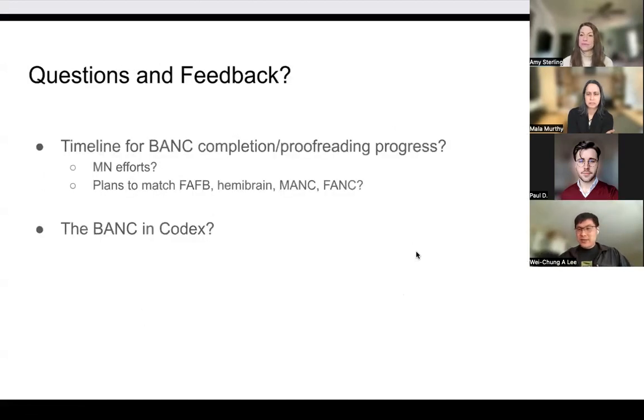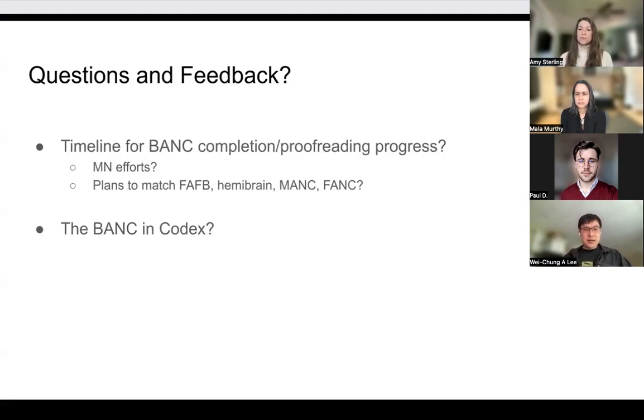And so now is time for questions and feedback. We've already gotten some questions through the questionnaire. Hopefully we've answered some of the questions about the timeline, at least where we are in terms of the status of bank completion and proofreading progress. There were specific questions about efforts to proofread motor neurons, which are a little trickier in this data set. And currently we don't have explicit laid out plans for that, but I'm happy to discuss and get feedback from people.